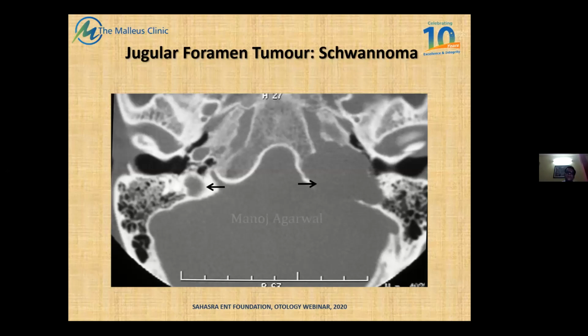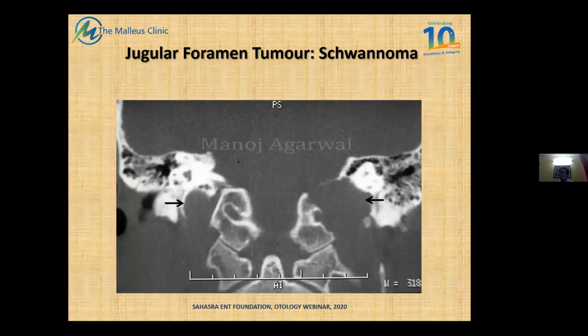What we definitely know is that it's a jugular foramen tumor. What we definitely know is that it's not a glomus. But whether it's arising from the 9th or the 10th or the 11th, it's very difficult to ascertain. Same jugular foramen schwannoma from the coronal aspect. So this is the huge jugular foramen schwannoma.